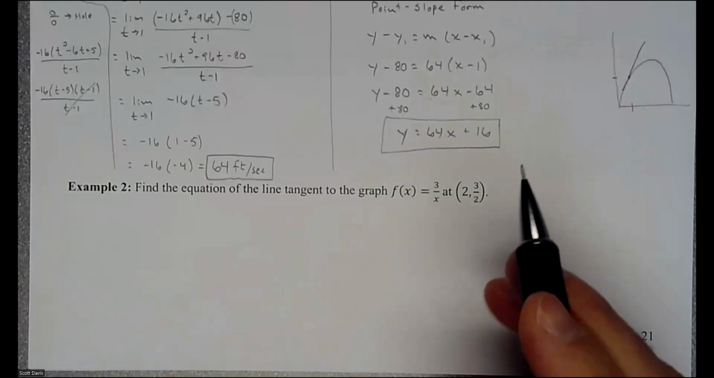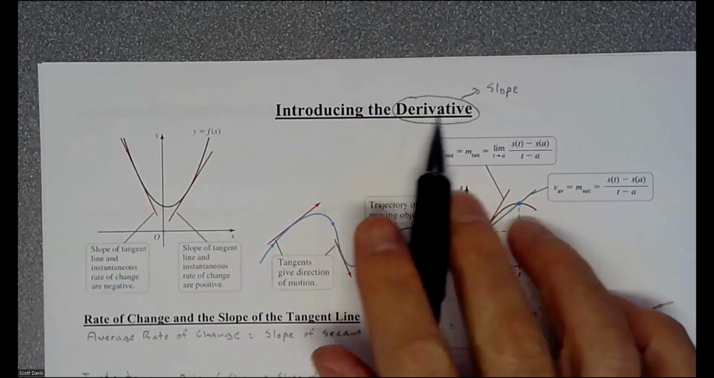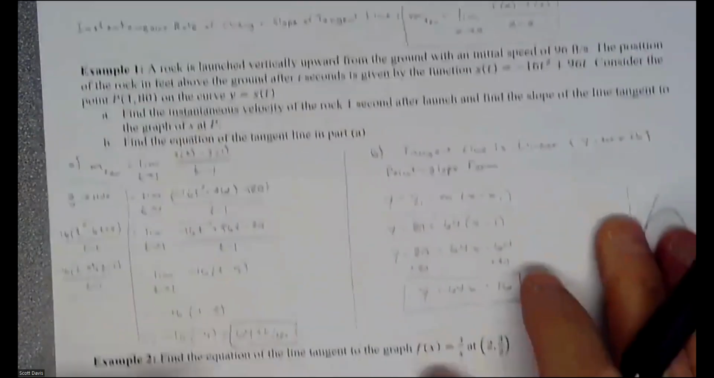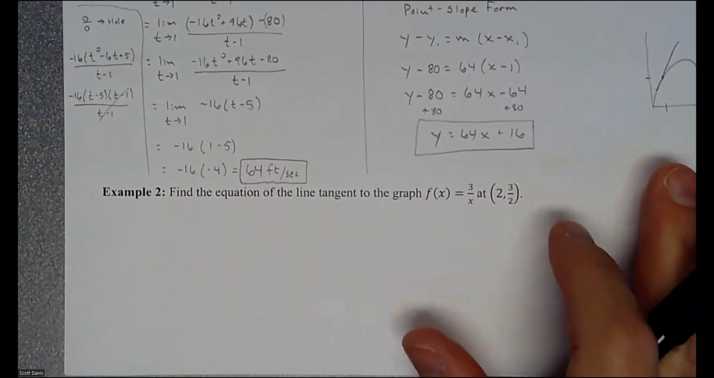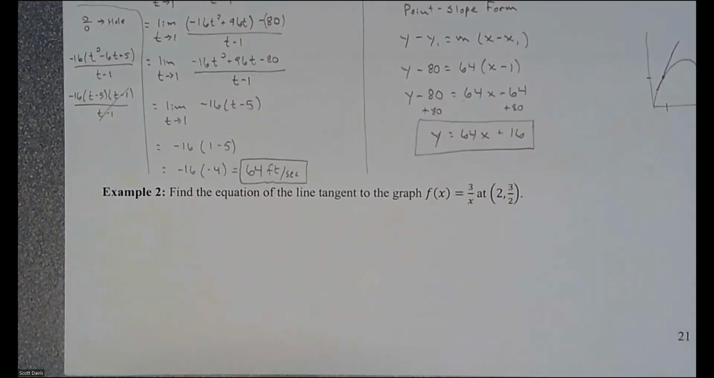All right, this is our second example of an introduction to doing derivatives. Derivative is always going to refer to slope. So we're kind of doing some pieces of it, and we'll get to the definition eventually in a different video. But here's what we're looking to do.